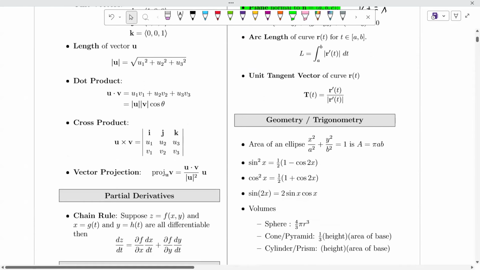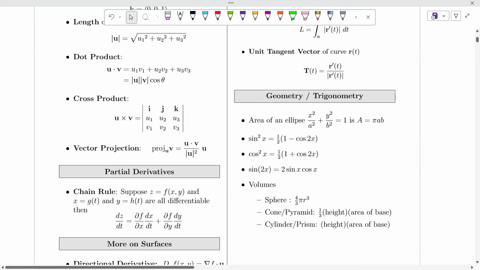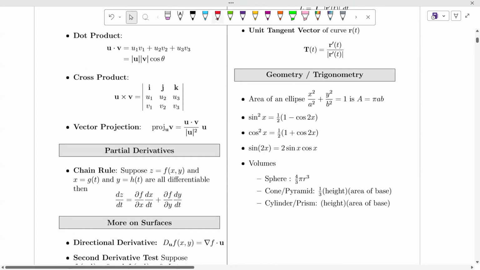Same thing with arc length. We did build up out of arc length to do our line integrals, but I don't think we necessarily need that formula directly. There are a few trig identities through here, which I don't really think will be that necessary, but just in case you need one, here they are.